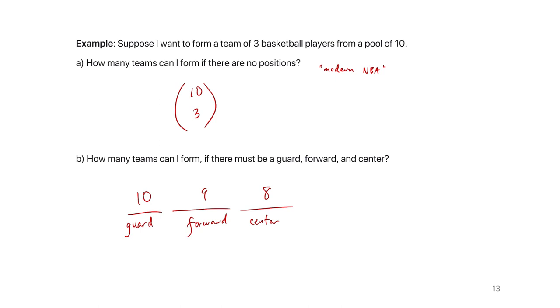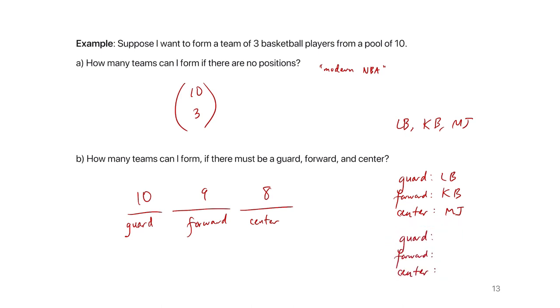Suppose we use LeBron, LB, KB, and MJ as three unnamed basketball players. In the first case, all I care is that I have these three people. But in the second case, this is one unique ordering, like guard is LeBron, forward, whatever, and center, random guy. That's one unique ordering. Another unique ordering would be the same people with different positions. Even though they're the same three people, the positions are different, so I have to count these as different cases. Is that clear? So these are different.